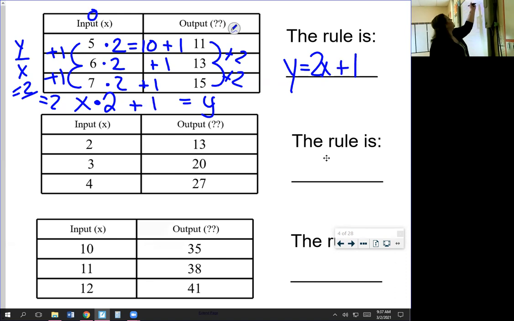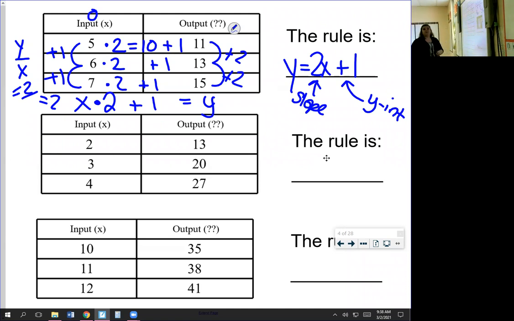So 2x plus 1. This right here is your y-intercept. That's where it would go through the y-axis. And this one here is the slope. Basically, your slope is your change in y over your change in x, hence why I did y divided by x. I'm not going to tell you specifically what that means, but generally that's how you do it. So there is your equation or your rule.